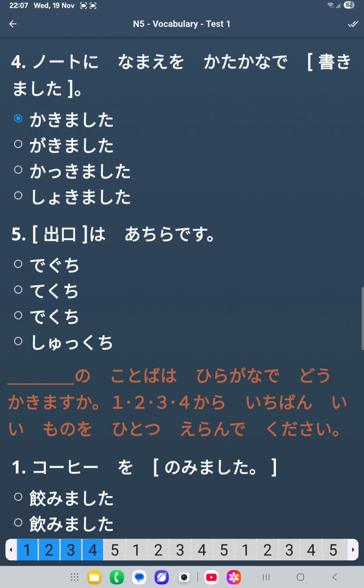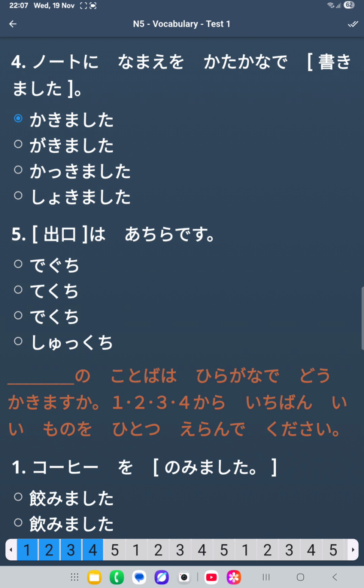Yes, the last one. Dash wa achira desu. Achira is over there. Kochira, sochira, achira. Dochira is like where, asking the question. Kochira, sochira, achira. So achira is like over there.